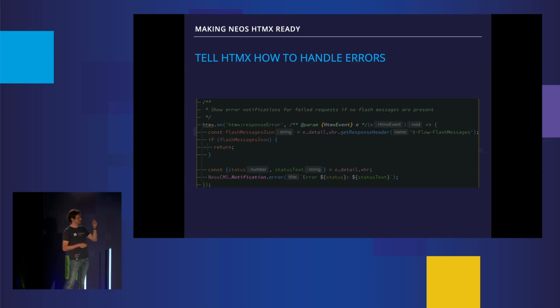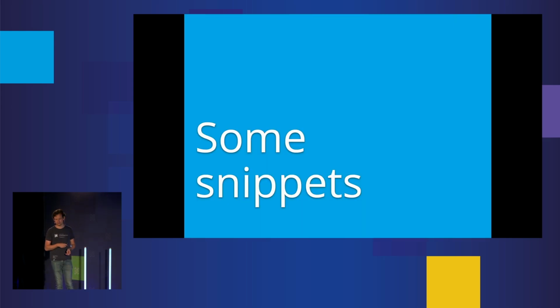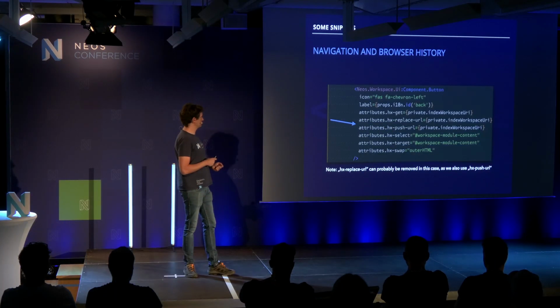If we get an error response, we check for messages. If there are messages, we don't have to do anything because the other handler already took care of it. And if we have none, we show a custom message that shows the error message, because maybe it was not an error from the backend, but from the web server or something else. But that's all our JavaScript now. We're done. So, some snippets.